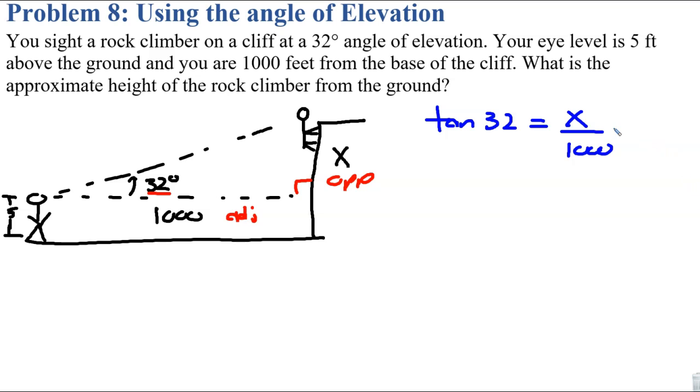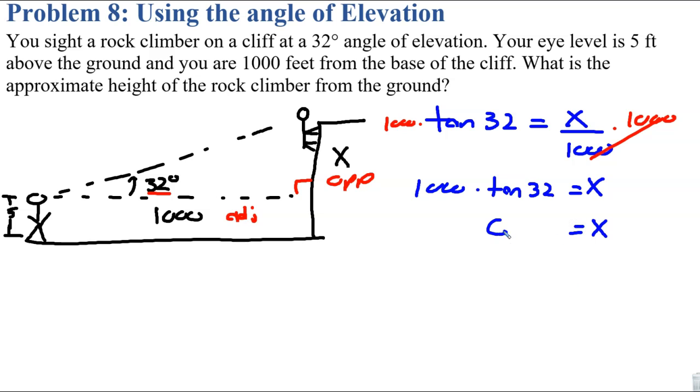And then I have a simple equation I can solve for the x. We'll multiply both sides of this by 1,000. Okay, that's going to leave me with x is equal to 1,000 times tan 32. I can plug that in my calculator, which is going to give me 624.9 feet, we can say.